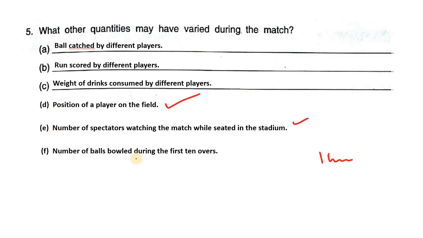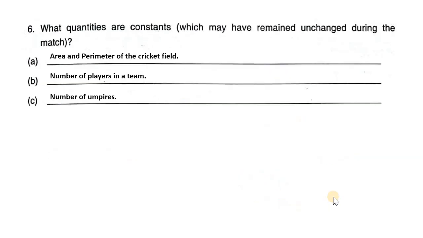Next, the number of balls bowled during the first 10 overs. What do you think? There is no certainty. I am asking you the number of balls bowled. Say for example, 1 over has 6 balls, so 10 overs is 60 balls, but there is no certainty. There will be so many wides, so many no balls. So there will be an addition. Maybe 6, maybe 20. You don't know, right? So these are all variables, real life examples of variables.